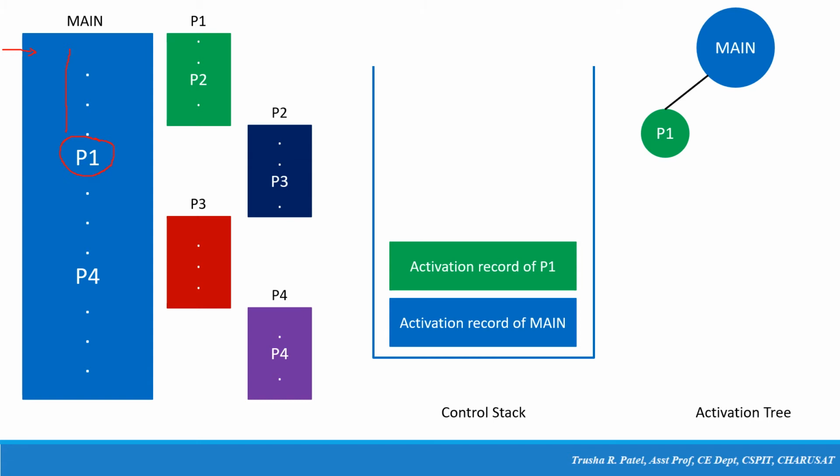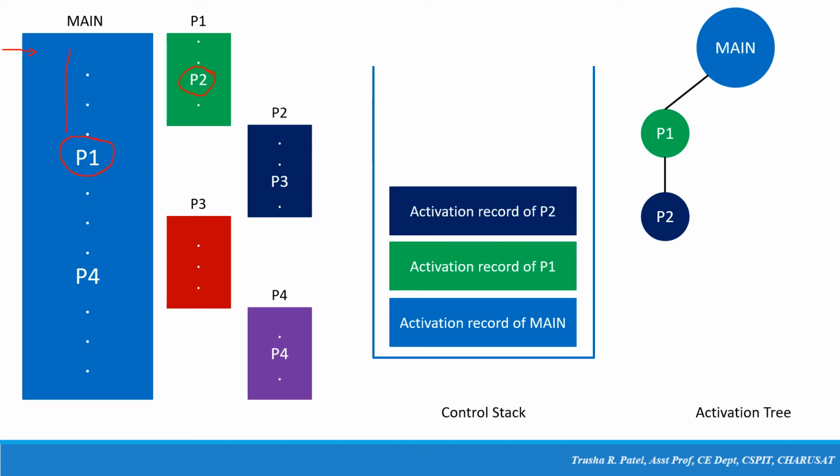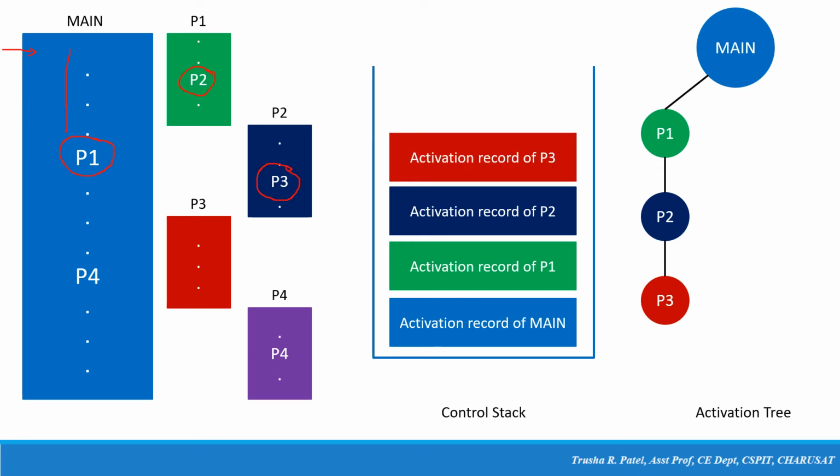Now P1 is having a call for P2. So P1 is calling P2, and the activation record of P2 is available on top of the stack. Now P2 is having a call for P3. So P2 calls P3 and the activation record of P3 will be entered in the stack. Now P3 is not having a call for any other procedure.